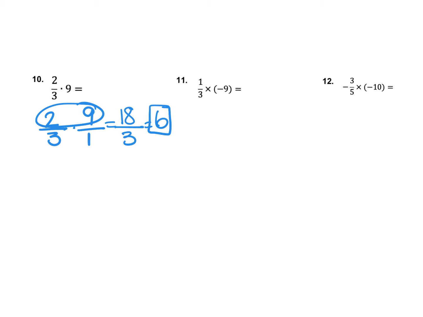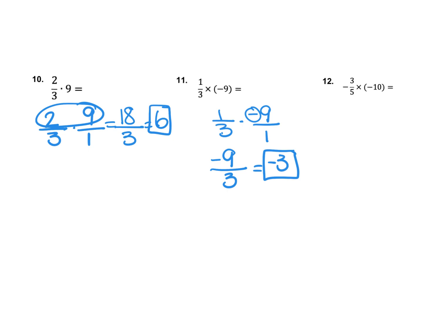Number 11, we have 1/3 times negative 9. All right, so let's put negative 9 all over 1. 1 times negative 9, they're opposite signs, so it's going to be a negative. Now notice, keep just the negative on one of the parts. You can't bring the negative on the top and the bottom, otherwise it's going to be a positive. 3 times 1 is 3, resulting in a negative 3.